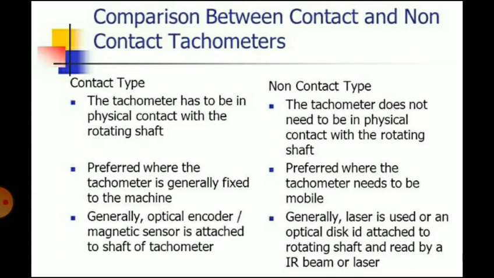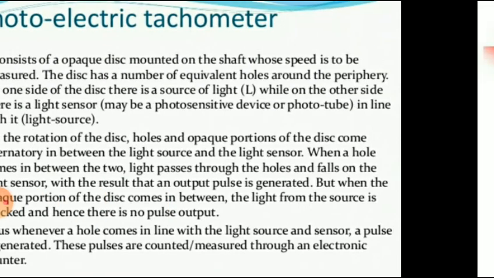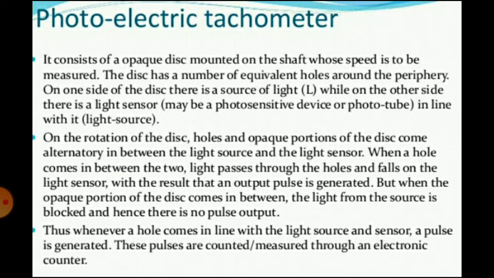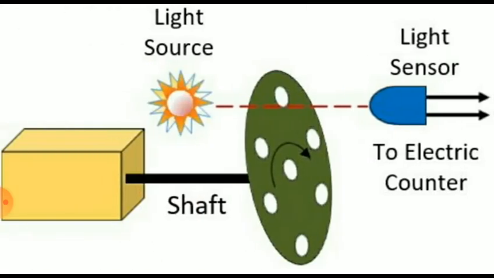So digital tachometers are non-contact type tachometers. There is no physical contact between the shaft and the tachometer. Now, the digital pickups or the digital tachometers are of two types. First is the photoelectric type and second is the inductive type. So regarding the first instrument, that is the photoelectric tachometer, you will see the diagram.